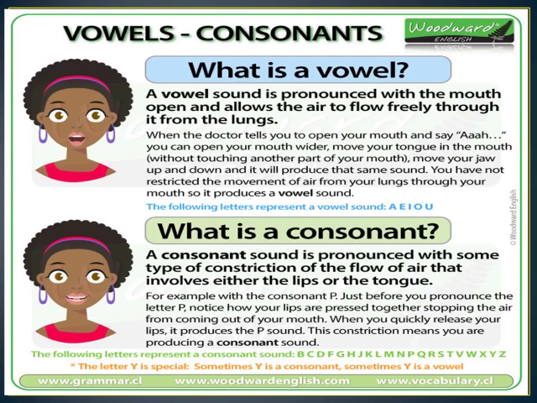For example, when you pronounce the letter P, your lips come together first and then the air is released quickly when you say the sound p. So this is the difference between a vowel and a consonant.